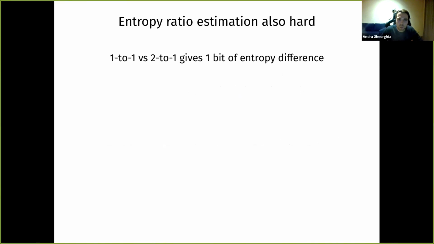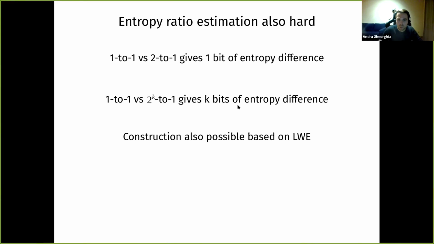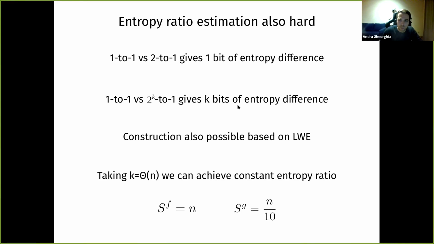So I should also comment here that you saw that the function is 1-to-1 or 2-to-1. This gives us 1 bit of entropy difference. It's very easy to generalize this construction by considering 2^k-to-1 functions instead of 2-to-1 functions. So now you're colliding 2^k inputs instead of just 2 of them. And in this case, you would get k bits of difference in entropy. And so you can also construct these functions from learning with errors.